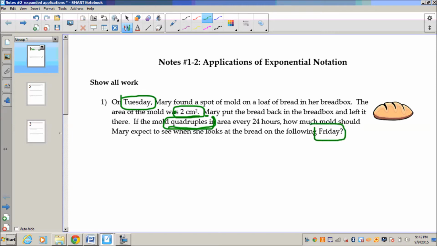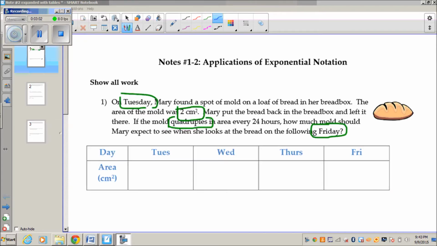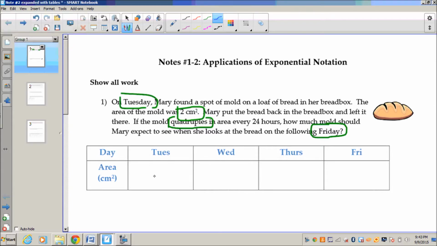When I have this kind of problem and I see that it's increasing over the course of a few days, I like to keep track of this data. And what I'm going to do is keep track of this data in a table. Okay, so let me draw my table. I know I'm keeping track of days because she found the mold on Tuesday, and then she wants to know how much mold will be there on Friday. And then I'm keeping track of area in square centimeters. So we want to be specific about the dimensions. So on Tuesday, she finds 2 square centimeters of mold.